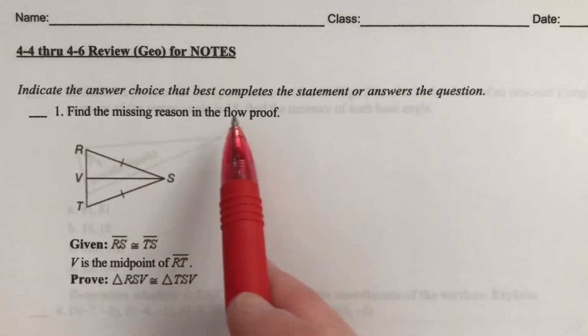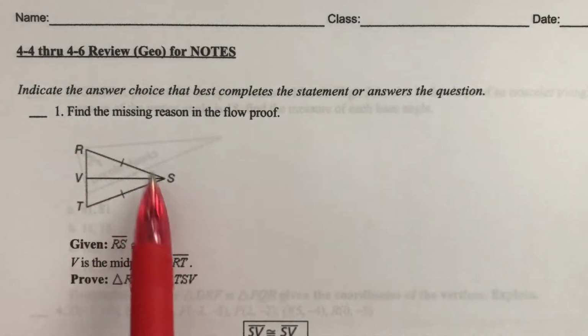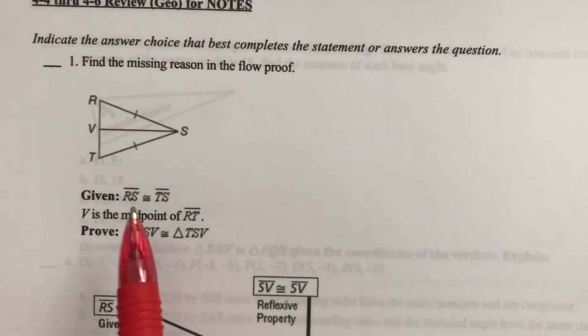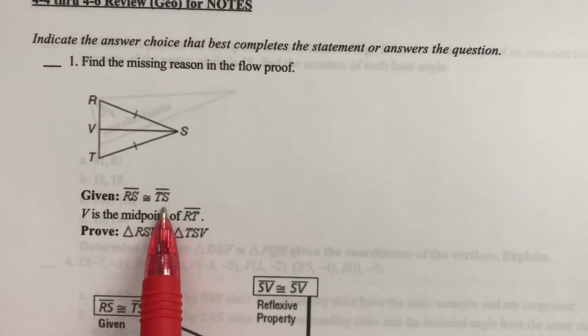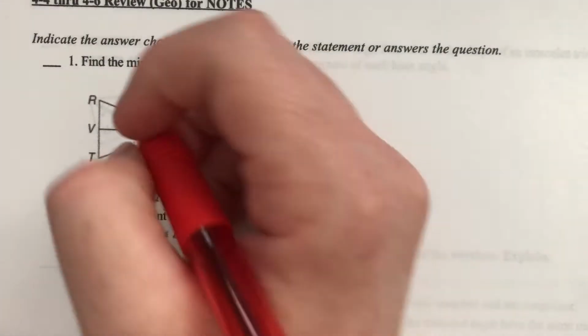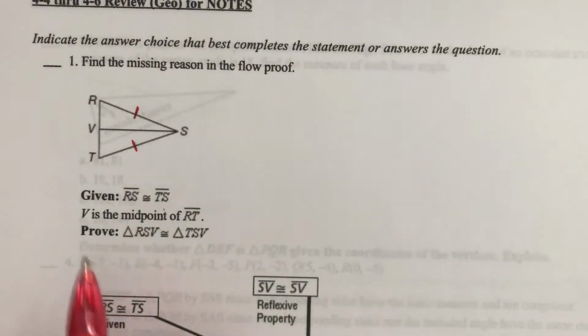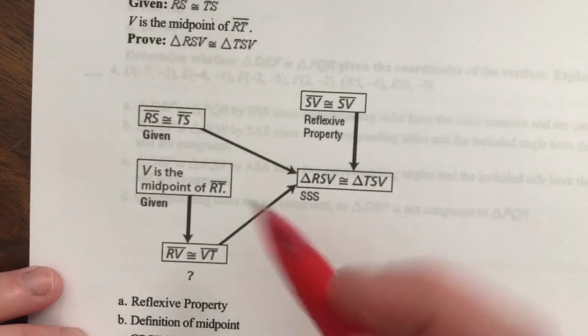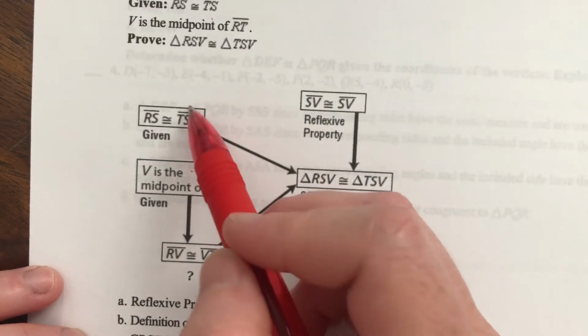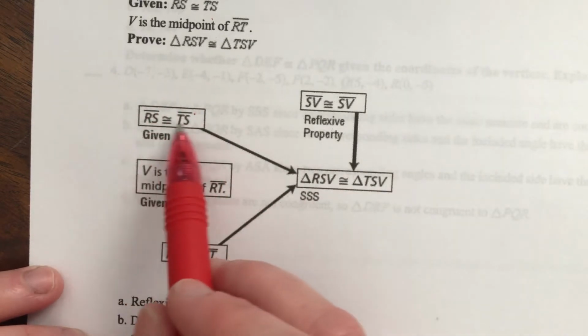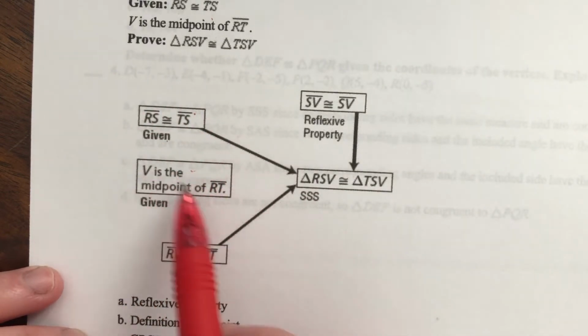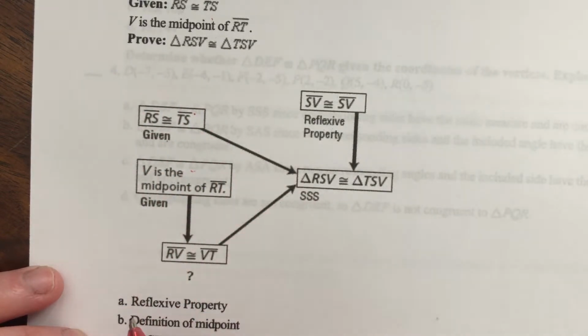Find the missing reason in the flow proof. So we've got this triangle picture. We are told that RS is congruent to TS, and they're marked here. I always have to mark up all over pictures when they give them to me. And V is the midpoint of RT. So in our flow proof, they start off giving our givens their own boxes, right? And we always write the statement in the box and the reason below it.